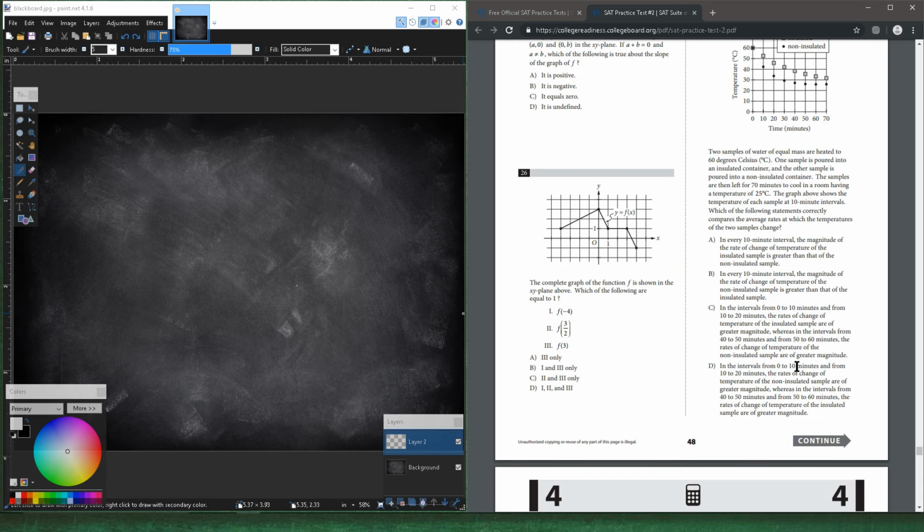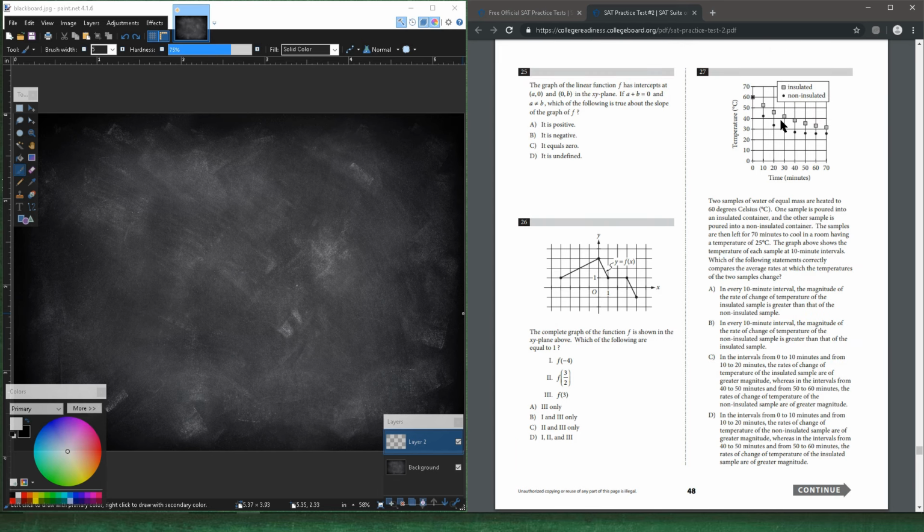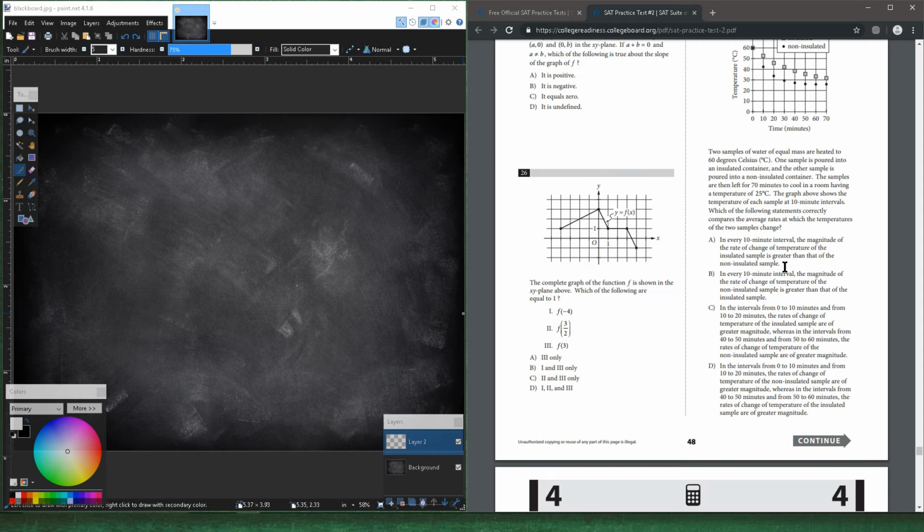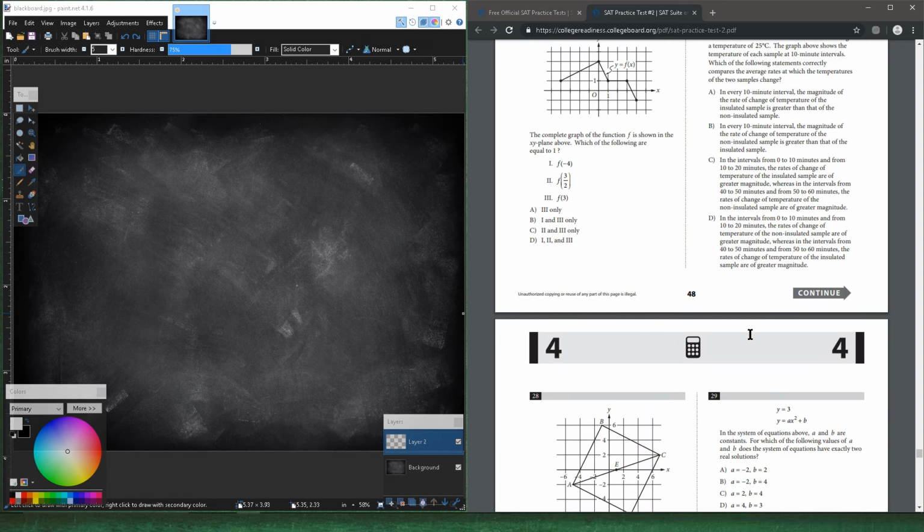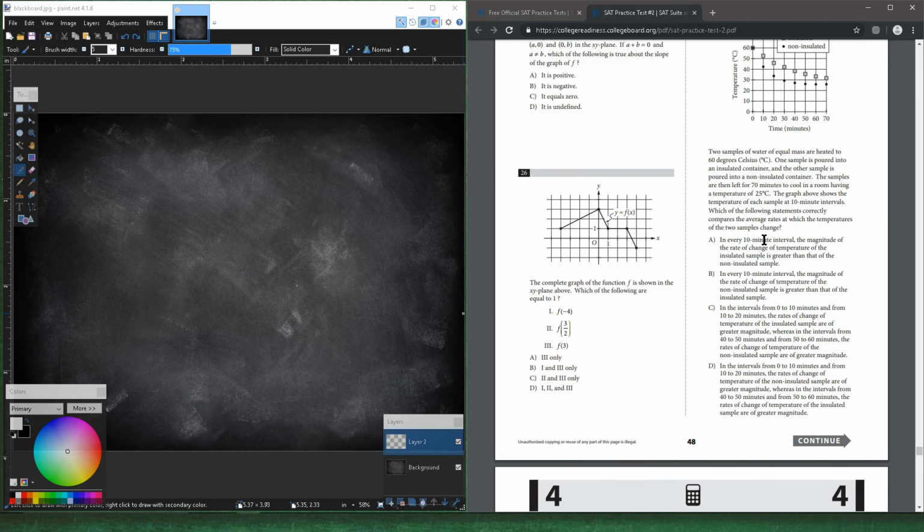In the intervals from 10 to 20, the magnitudes of the rate of temperature change for the non-insulated sample are greater. So non-insulated right here. See, that makes sense because this and this are greater than that. But these look exactly the same, which is shown here. So D is the answer. This is basically just a basic graph interpretation.